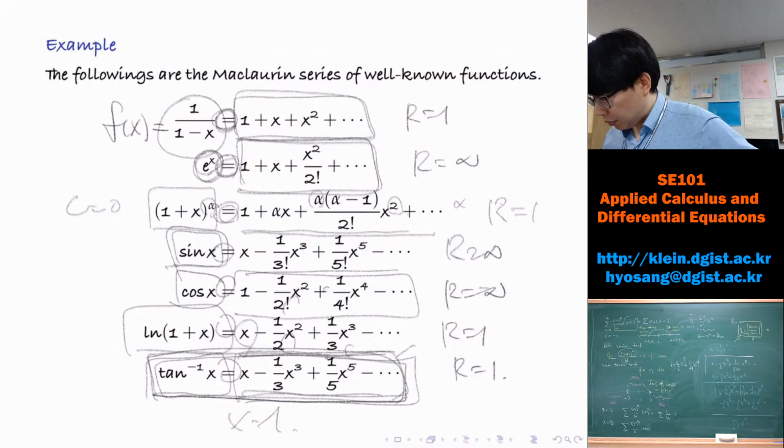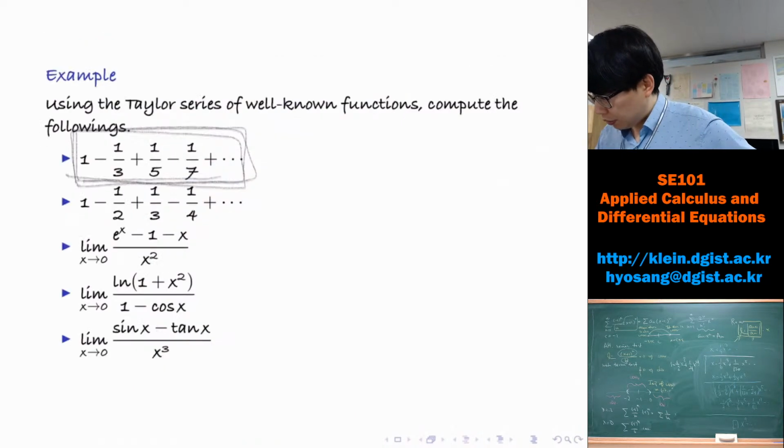When I plug x equals 1 into the left-hand side, which is the original function, then it's the tangent inverse of 1, which is pi over 4. So we know that this series goes to pi over 4. Okay? Using the Taylor series. How about this one?